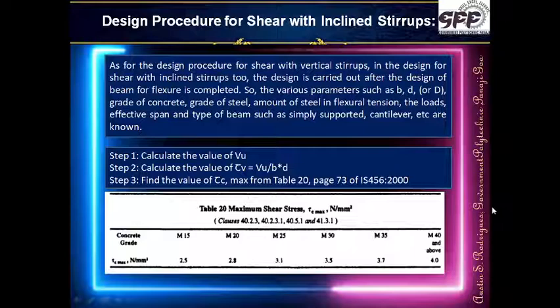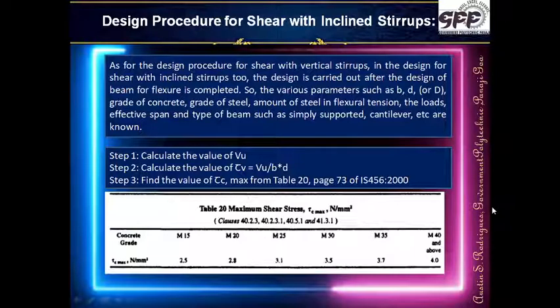So they are inclined, they are tied at a different position on top and at a different position down, not like the vertical stirrups where they are tied vertically on the hanger bars on top and the main reinforcement or the longitudinal reinforcement at the bottom. Now let us look at the design procedure for shear with the inclined stirrups. The procedure more or less remains similar to the procedure for design for shear with vertical stirrups, only with a small or a minor change. Rest of the procedure remains the same.